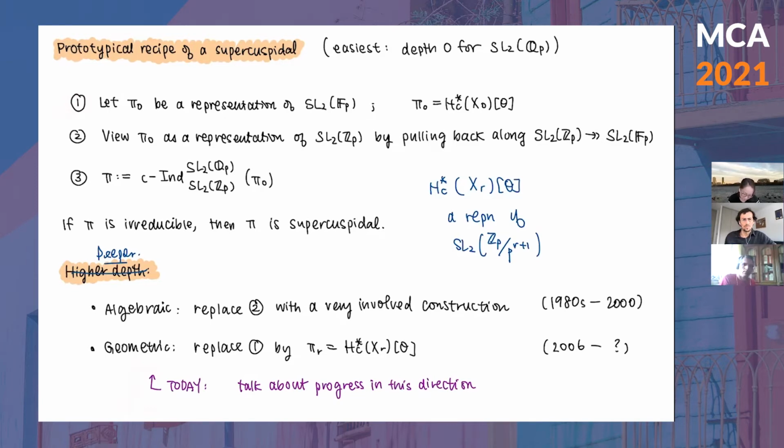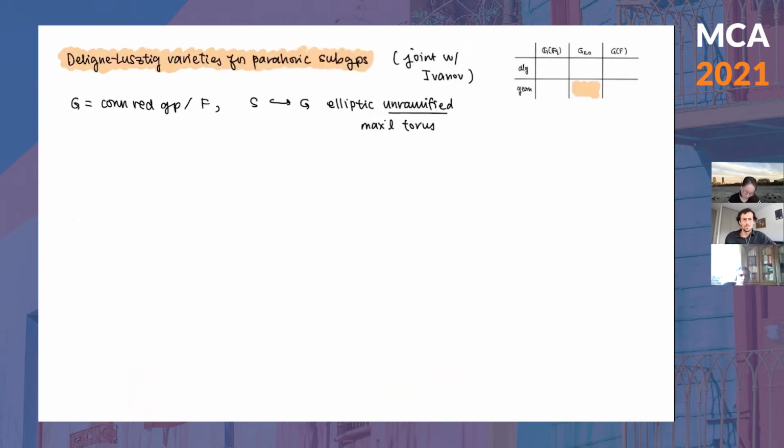Okay, so let me tell you about these varieties right here. This is joint work with Alexander Ivanov, and what we do is we establish a construction of these XRs for arbitrary groups. And so the starting point is G, a connected reductive group over F. So for example, SL2, together with an embedding of an elliptic maximal torus.